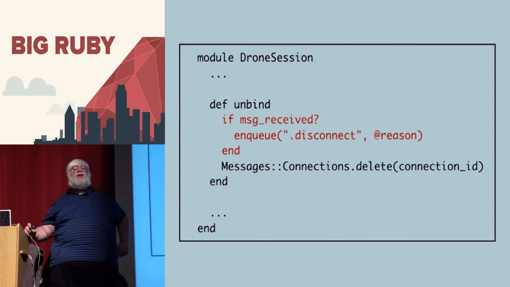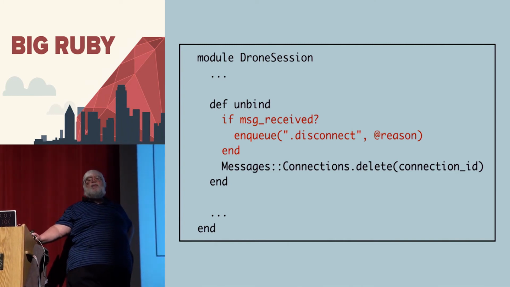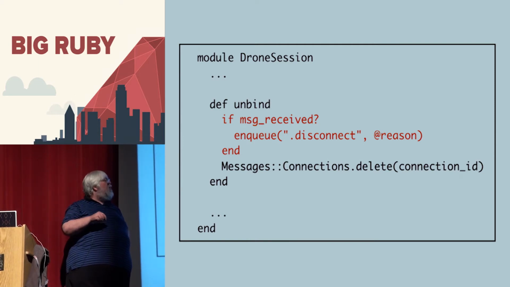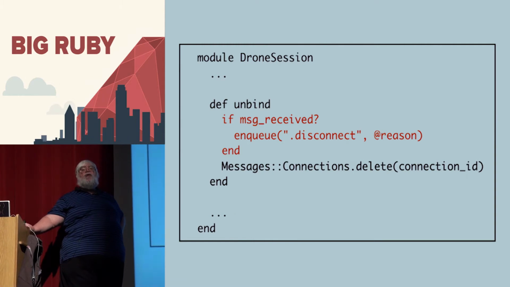Unbind is simple. If we've received any data whatsoever, we go ahead and tell the monitor we're disconnecting. And then we delete ourselves from the global hash that references this session. Since we are shutting down, we want to make sure we remove ourselves from the hash.